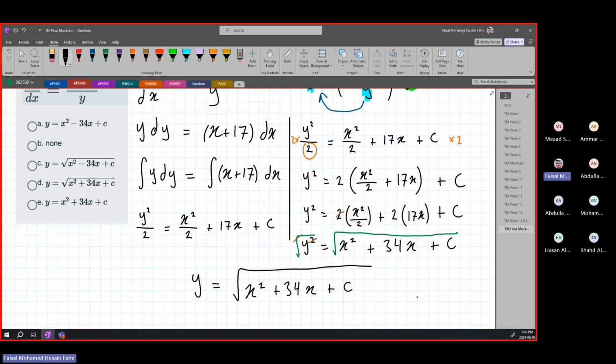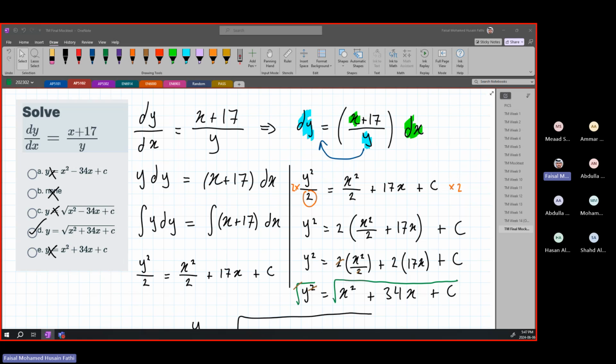So we have the square root. This one doesn't have a square root, so it's not this one. This doesn't have a square root either. Obviously it's not none. x squared plus 34x, it's not minus, so it's not this. So this is your answer. Okay? This is how you would solve for such a question.